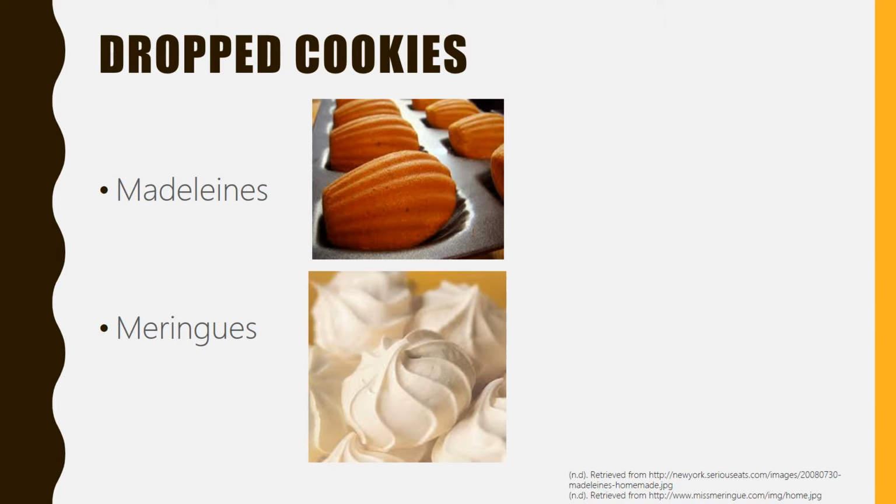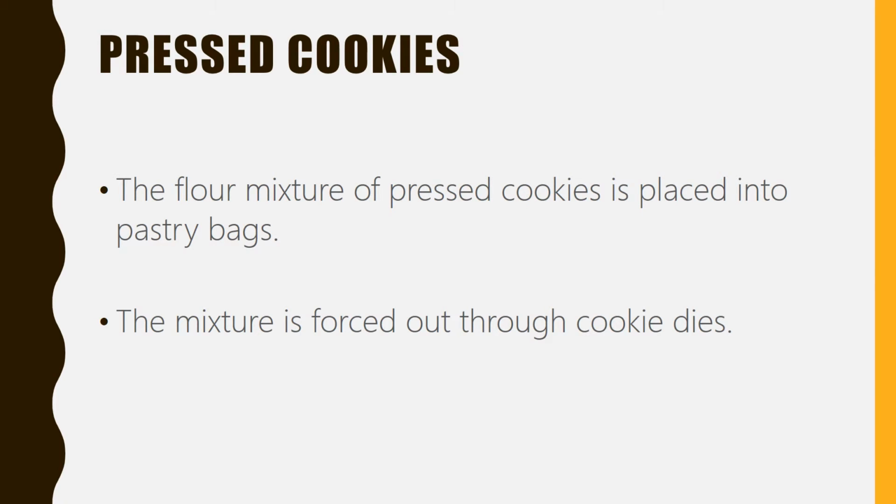Madeleines. Madeleines require special pans with shell-shaped indentions to produce these often buttery, lemon-flavored cookies. Meringues. These raindrop-shaped cookies have a delicate structure based on sugared whipped egg whites. Pressed cookies. The flour mixture for pressed cookies is viscous enough to be stuffed into a pastry bag or cookie press and forced out through cookie dies.